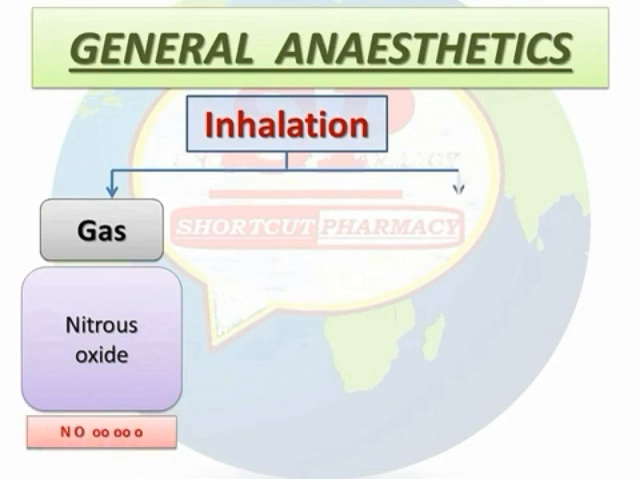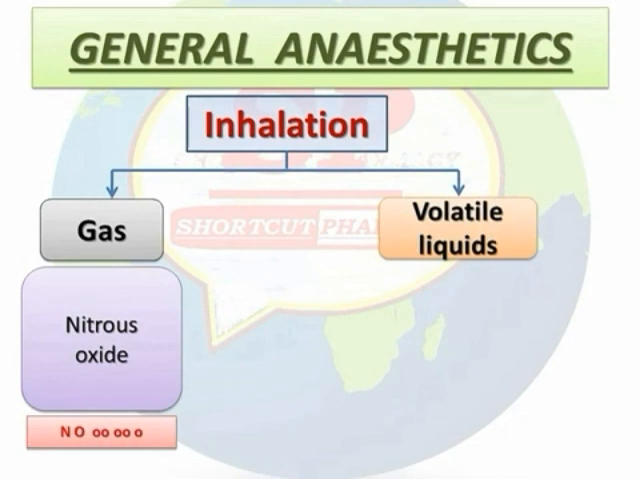And the hepatotoxic anesthetics, the inhaled agents, examples are chloroform, halothane and fluroxene. So next we see thiopentone. Thiopentone is an ultra short acting barbiturate. The NEET PG question is asked: which is an ultra short acting barbiturate, and the answer is thiopentone.